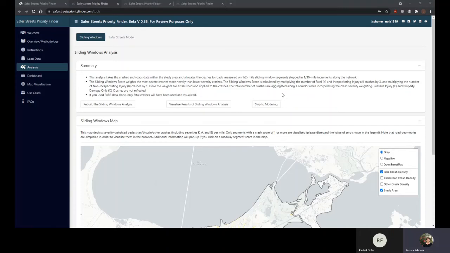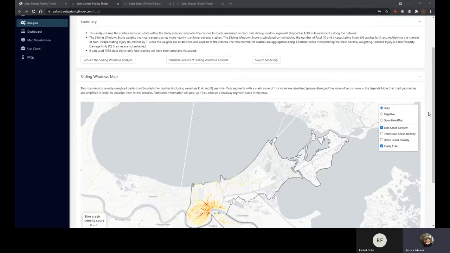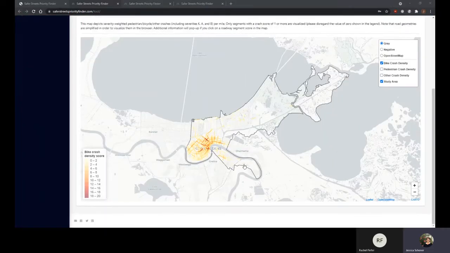In this video, we're going to talk about the two different kinds of analysis you can do in the Safer Streets Priority Finder. So the first type of analysis you can do is a sliding window analysis, and this looks at the density of crashes on your network over the past 5 years. And so it's only looking at historical crashes that have already happened.